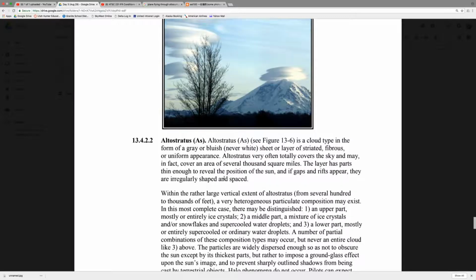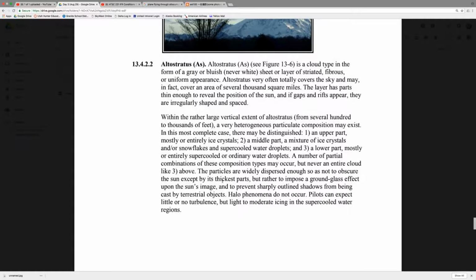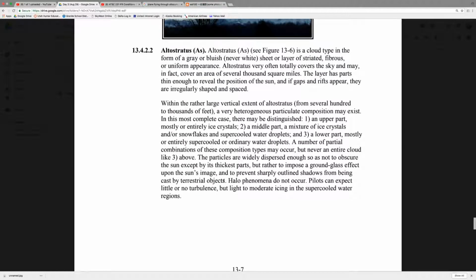So altostratus, cloud type, forms grayish bluish, never white. Very often totally covers the sky, may in fact cover an area of several thousand square miles, layer parts thin enough to reveal the position of the sun, and if gaps and rifts appear, they are irregularly shaped and spaced.